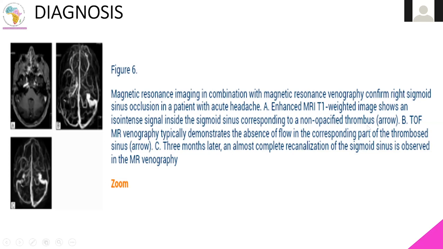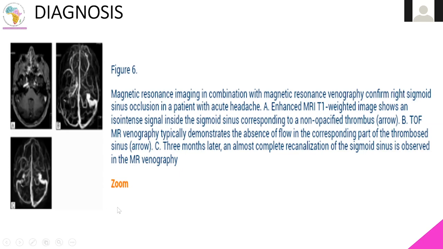And then on B, MRI venography typically demonstrates the absence of flow in the corresponding part of the thrombosed sinus. So here we have the absence of flow. Here we see how there's blood here, but here there's nothing. If you try to compare it to this, this is the sigmoid sinus. If you look here, you see that there is no flow here. So it's dark, completely dark.